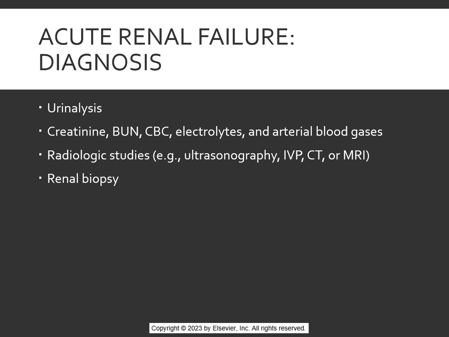Diagnostic testing includes urinalysis, creatinine, BUN, CBC, and electrolytes. There are several staging systems for AKI, with RIFLE being the most widely used to identify the degree of injury. The acronym stands for R, risk; I, injury; F, failure; L, loss of function; and E, end-stage renal disease. Each stage is defined by GFR or urine output and/or the need for dialysis.